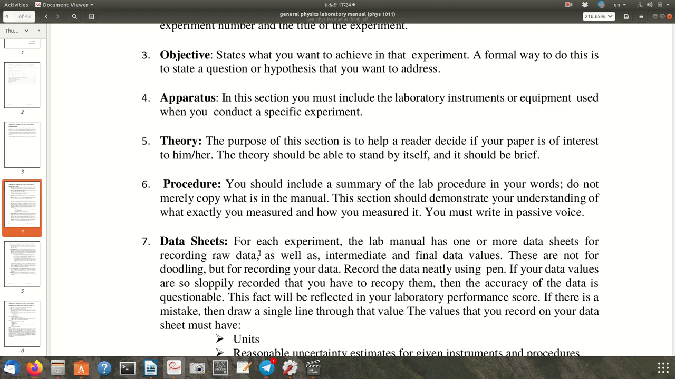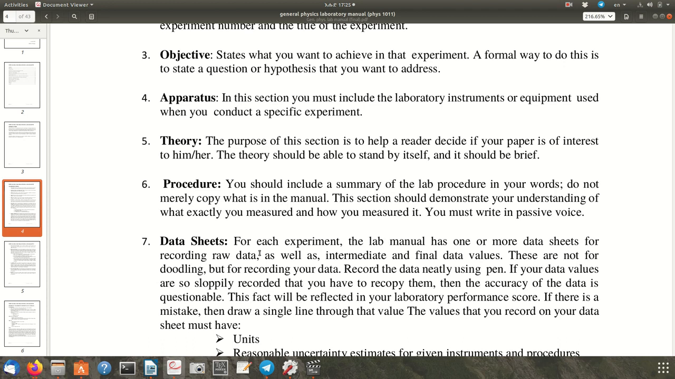The procedure is the part of the report that tells the steps you followed while conducting the experiment. For example, you may say first we measure this, then we measure this. Actually, experiments generally consist of measurements. You are measuring something while conducting the experiment. Thus, these things have to be written.